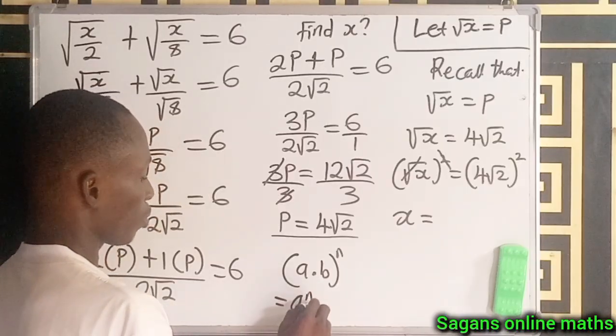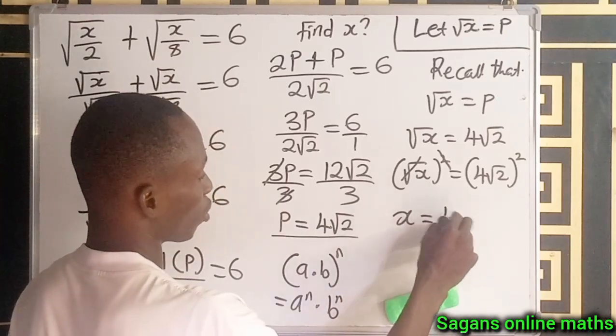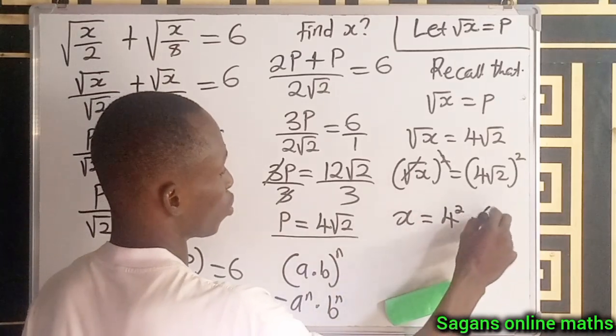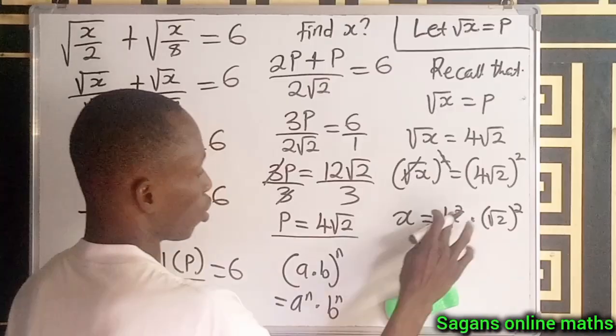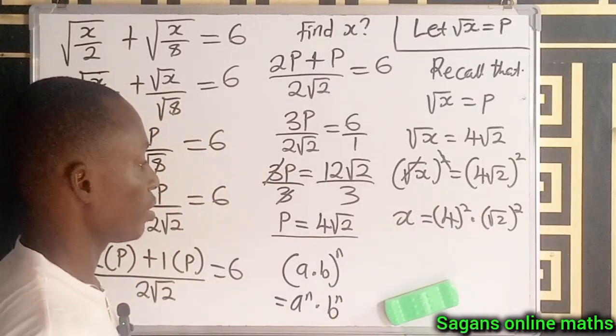a to the power of n multiplied by b to the power of n. So what is going to happen here? You're going to have 4 to the power of 2 multiplied by (root 2) all to the power of 2. Let me put a parenthesis so it will be better. Are you seeing I obey the law of indices there?